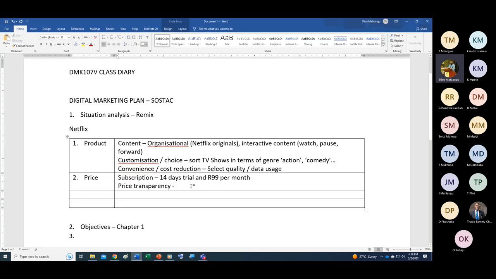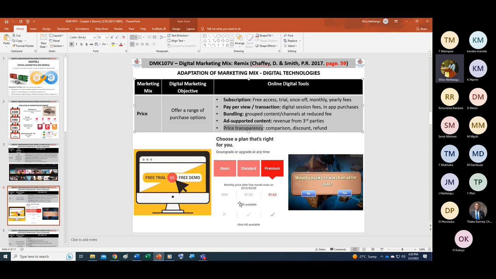And another person can take the same 14 days trial and say this is also price transparency, meaning that it's price transparency in a sense that a person is able to see what movies Netflix has before he makes a payment. So remember, with price transparency it is before we make a purchase. So basic, standard, premium.